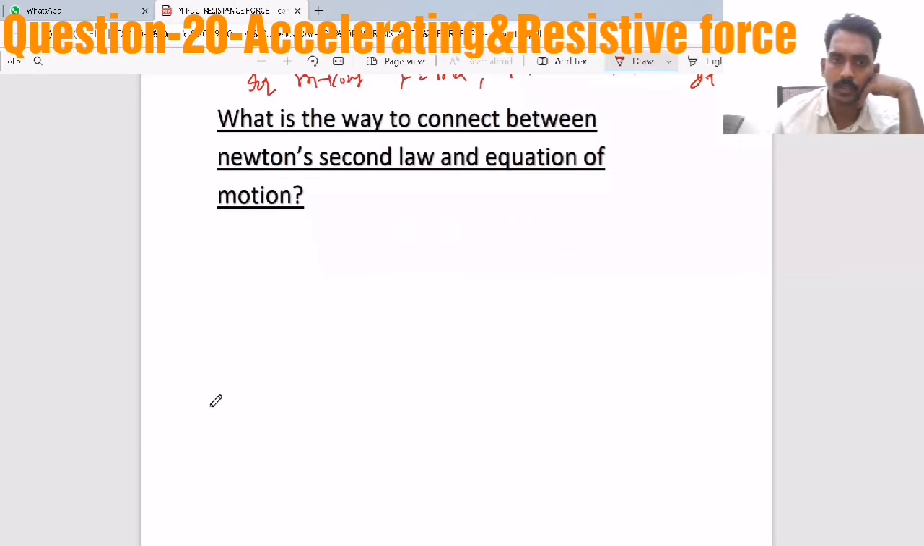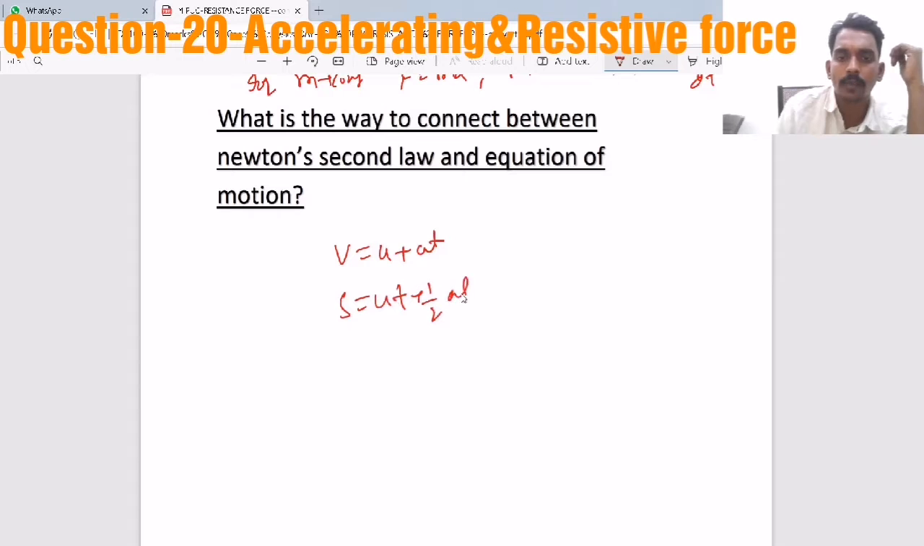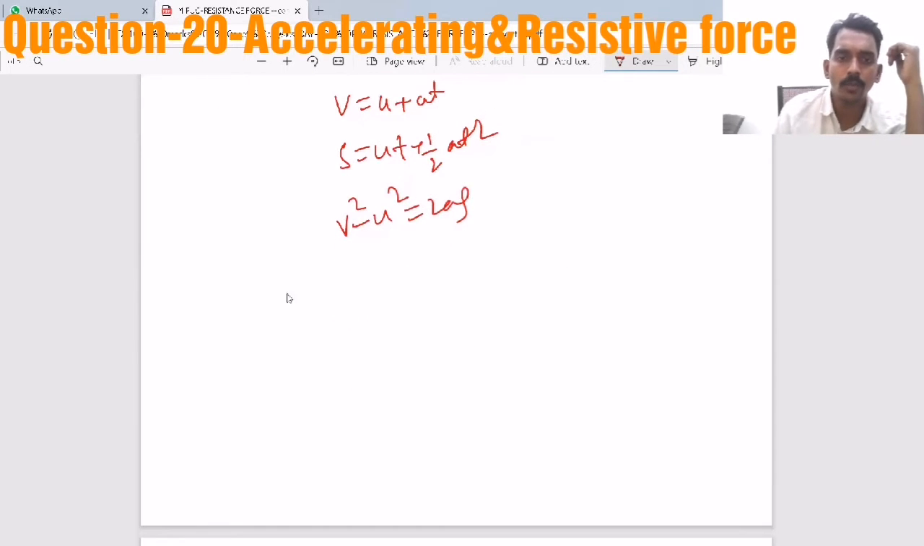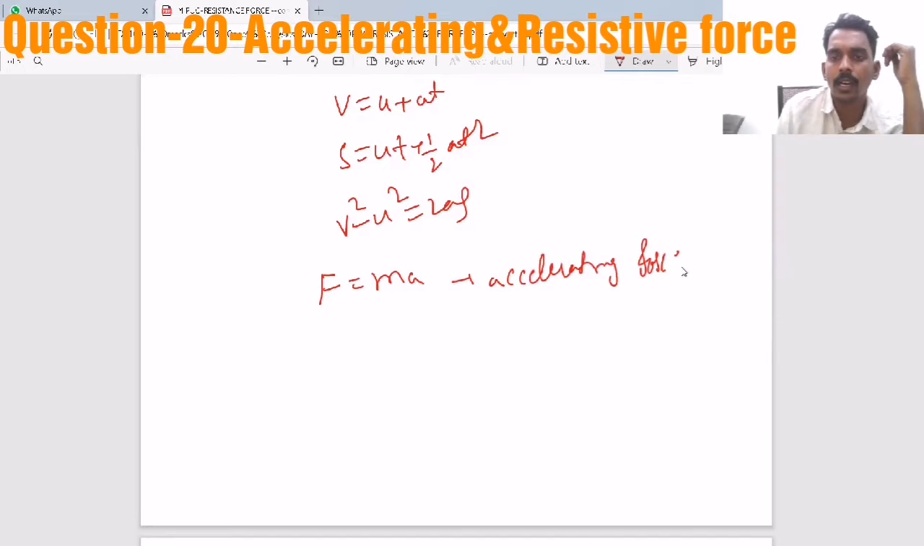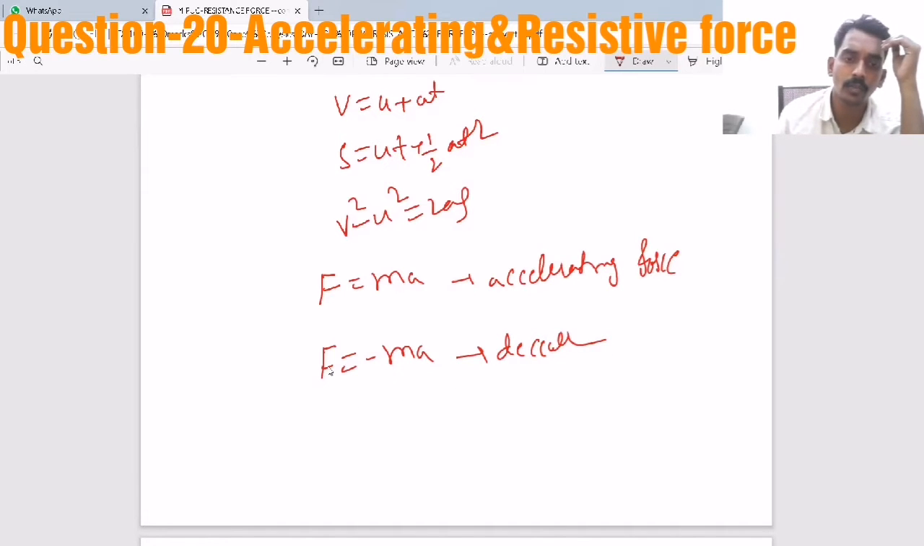Now, in every such question, when there is a use of equations of motion, that means v equal to u plus at, s equal to ut plus half at square, and v square minus u square equal to 2as. When you want to find force, F equal to ma, it is the accelerating force. From the above three equations, you can find acceleration. Or F equal to minus ma, that means decelerating or retarding force, or you can also call it resistive force.